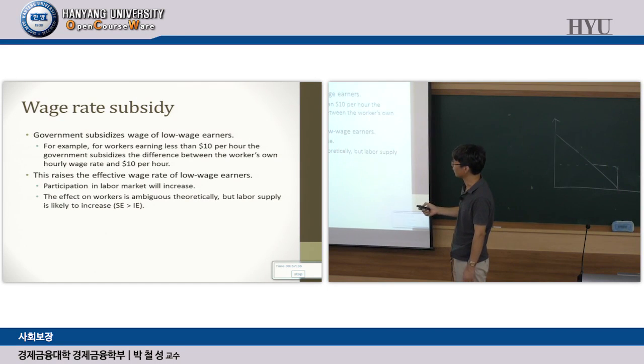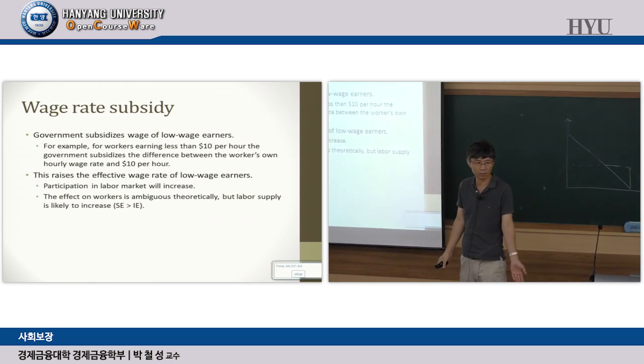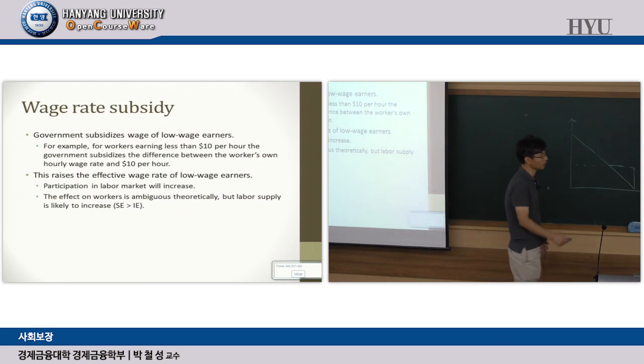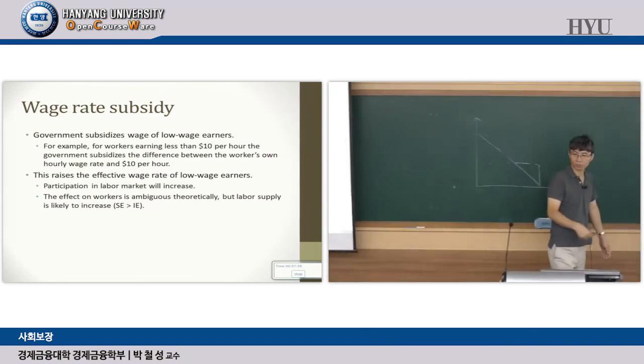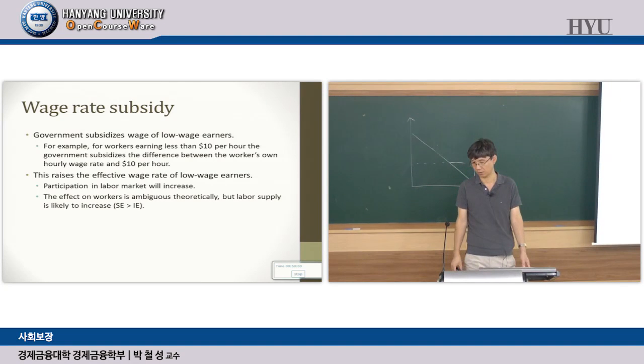The effect on workers is theoretically ambiguous because there is a substitution effect and an income effect. This is just the pure increase of wage. Okay? It's nothing else. But if we apply the wage rate subsidy only to lower wage rate individuals, the substitution effect is likely to be bigger than the income effect. So at the end, their labor supply is likely to increase. Okay? So that's the idea of wage rate subsidy.